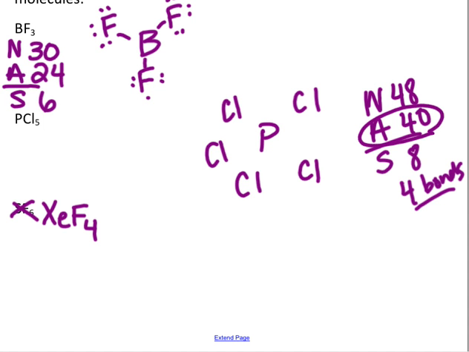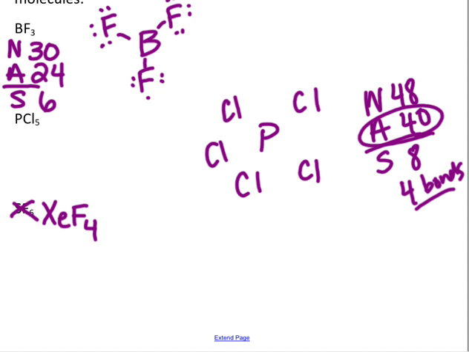So look at your available and place it with the following rules. First step, attach everything singly to the central atom. And then place the remaining on the periphery in pairs. If after that there's any left over, we're going to put them on the central atom.